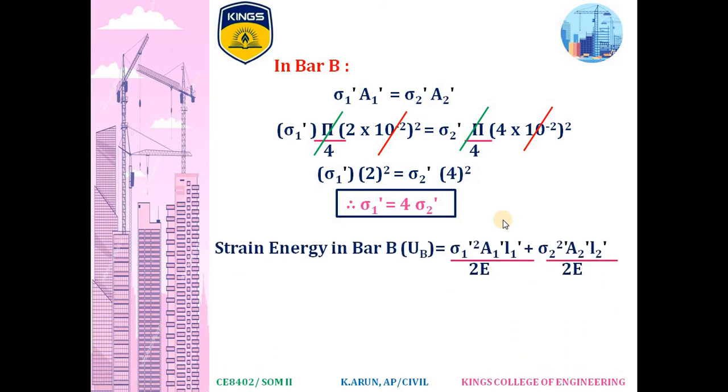So strain energy in bar B, that is UB, will be equal to sigma 1 dash square A1 dash L1 by 2E plus sigma 2 dash square A2 dash L2 by 2E, that is for portion 1 and portion 2. So like bar A, I am going to calculate the strain energy in bar B for portion 1 and 2 separately, and then we can sum it up. Here, instead of sigma 1 dash I have substituted 4 sigma 2 dash, so that we can get the terms as sigma 2. After that we can get the value of sigma 1.